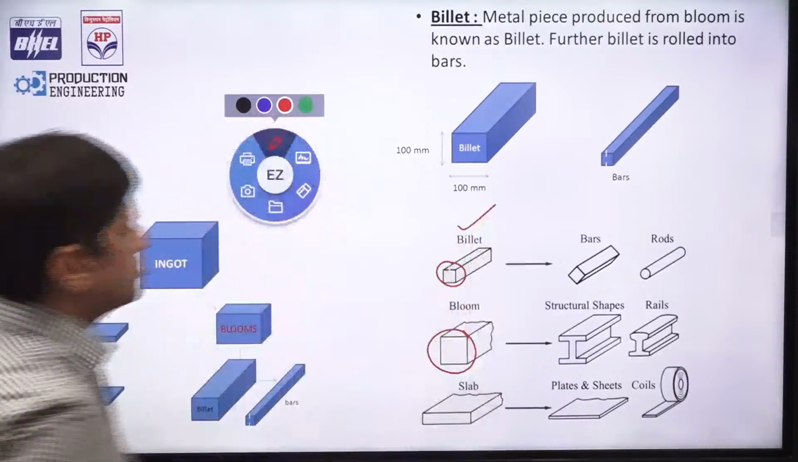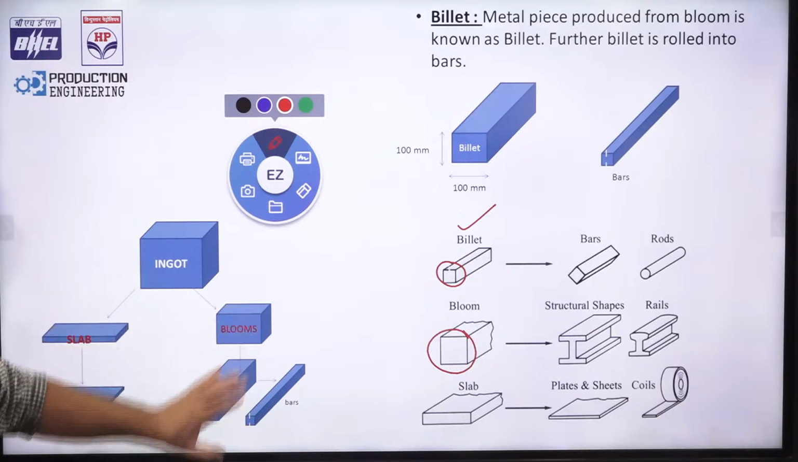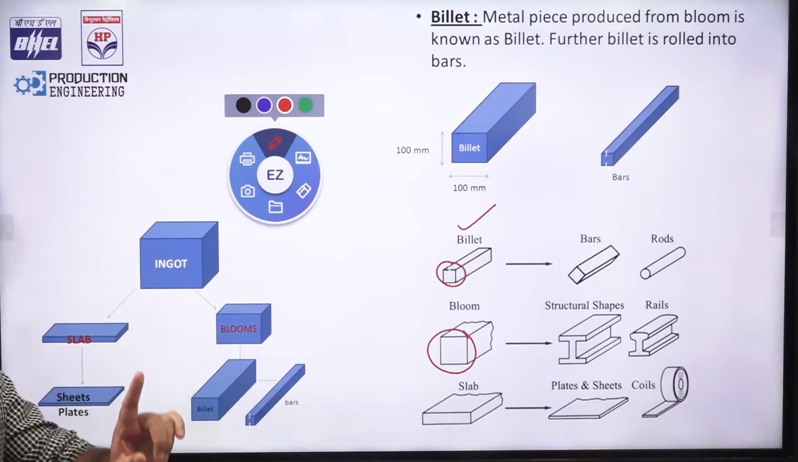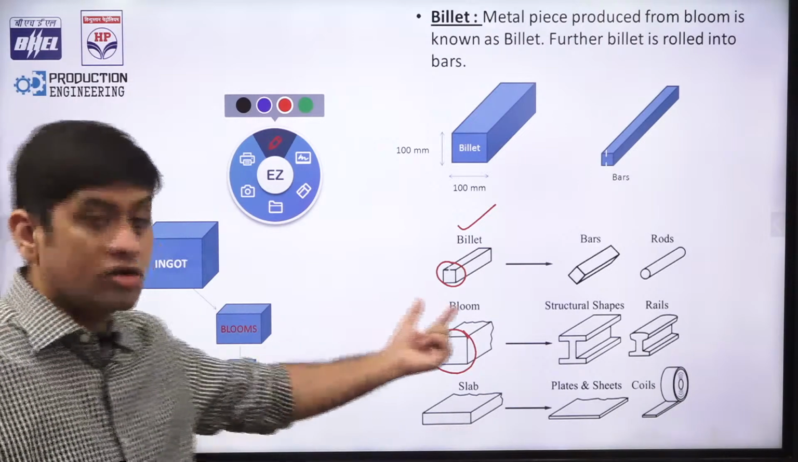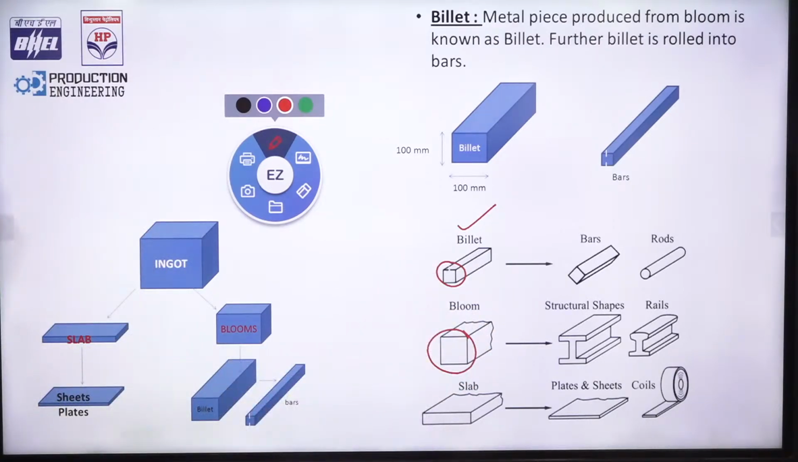So billet is always square, and ingot, and then comes bloom, then comes billet, and then comes your bar. So size wise, ingot is the maximum size, then comes bloom, then comes billet, then comes bar. Billet has a square cross section and bloom has a rectangular cross section. So just see these diagrams, they are very relevant diagrams for exam. You can think of what answer you can further give for it.